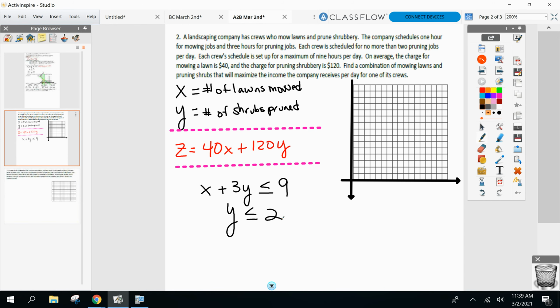And if some of you, why are you attaching a 3 with it? I'm not talking about the number of hours it takes. I'm just talking about the number of pruning jobs. All right, there you go, guys.